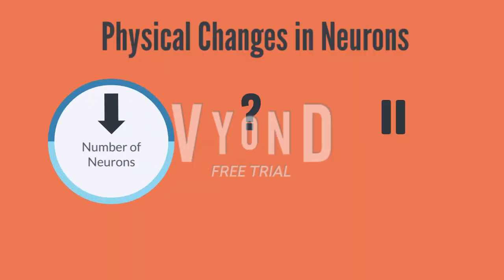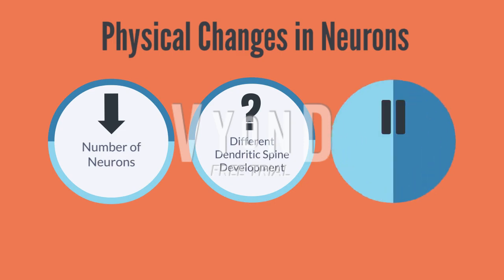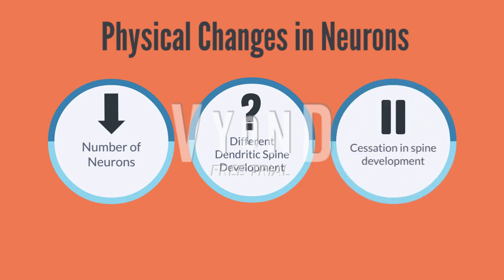Multiple physical changes occur in the neurons of a Down's brain. There is a reduction in the overall number of neurons in the brain, especially in the temporal lobe. Morphological changes occur to the dendritic spines, with one unusually long spine, one shorter spine, and a reduction in the overall number of spines common. Further to this, there is a precocious cessation in the development of dendritic spines of visual cortical neurons.